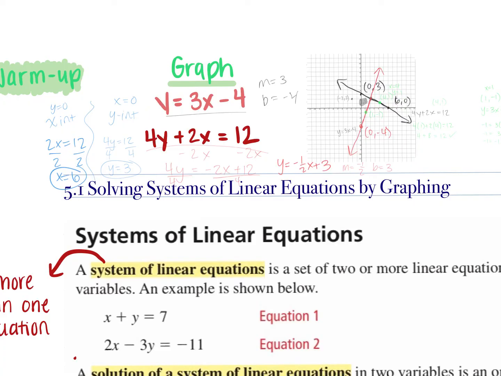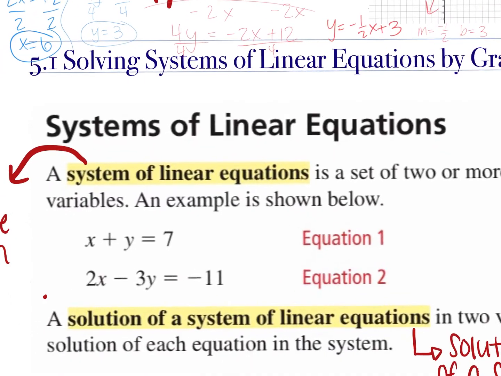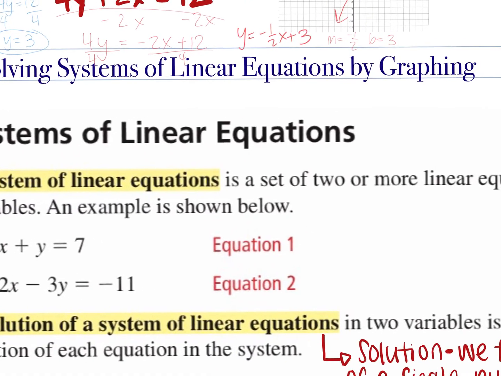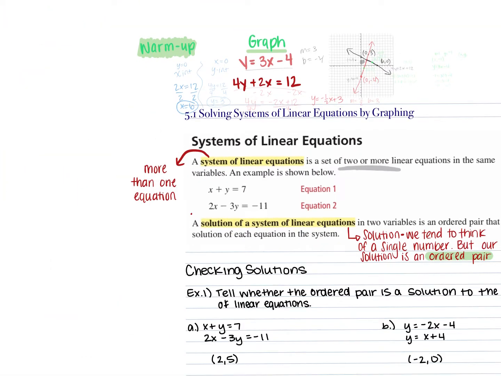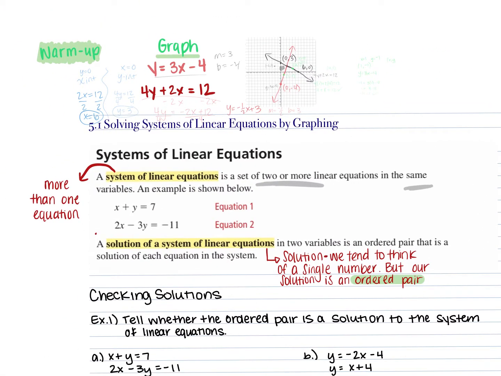Let's start by talking about what a system of equations is. A system of linear equations is a set of 2 or more linear equations. So it cannot just be one equation. It has to be 2 or more. Now, it also has to have the same variables. And 99 times out of 100, what are our variables going to be? X and Y. So it cannot involve x, y, and z in one equation and just x and y in the other.